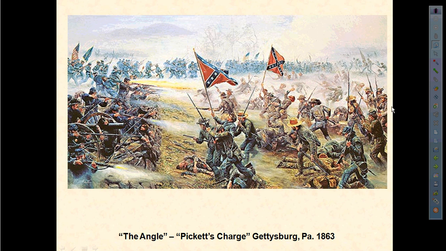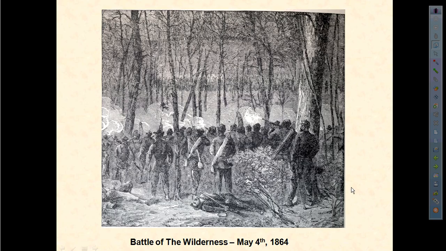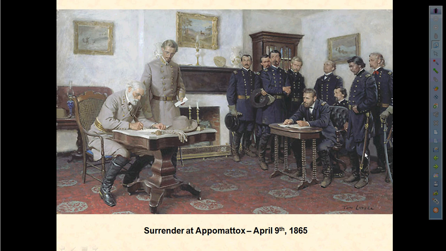Here you see another element of that. This is the angle Pickett's charge at Gettysburg, what some people call the high point of the Confederacy, the furthest north they actually fought, sort of, kind of. But the fighting, the war that made Reconstruction necessary, Battle of the Wilderness, not that far from where we are in Northern Virginia, May 4th, 1864, men fighting through the woods.